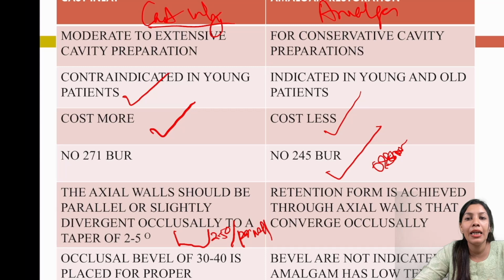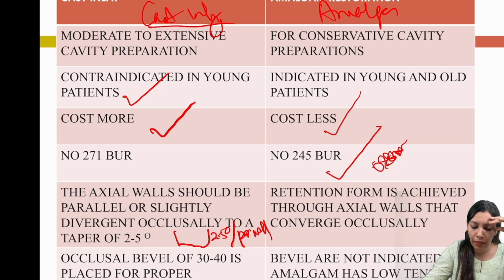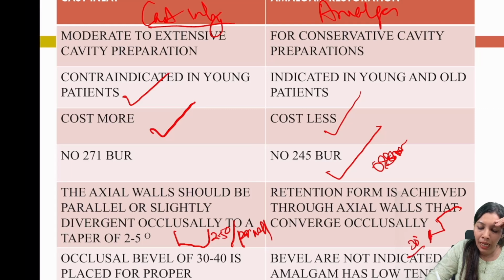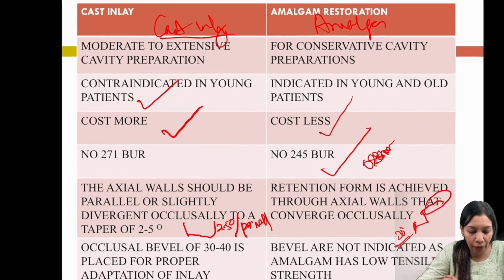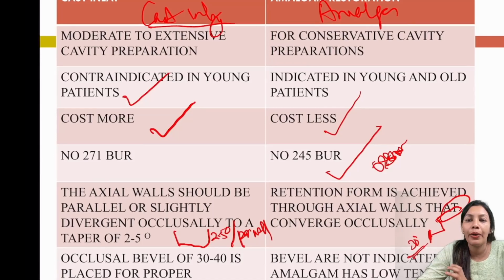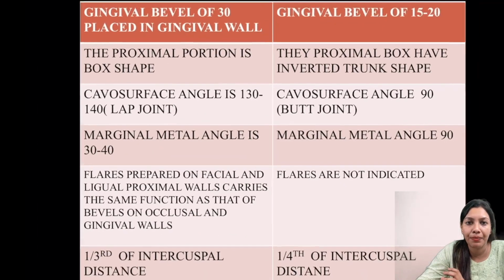In amalgam restoration, bevels are not usually indicated except the gingival bevel. We give a gingival bevel like this. If this is the cavity, we give a gingival bevel of 30 degrees. Otherwise, an occlusal bevel, etc. is not given in amalgam. While in the case of a cast inlay, we give an occlusal bevel of 30 to 40 degrees for proper adaptation of the material.